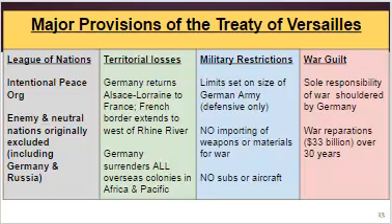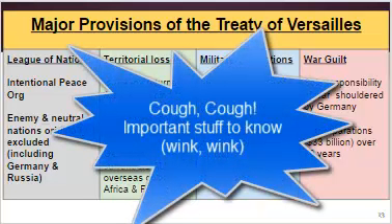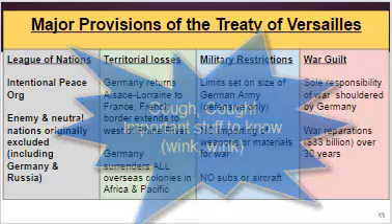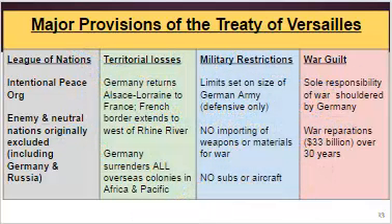All right, these major provisions, the League of Nations, territorial losses, the military restrictions, and the war guilt. I left this already filled out for you because I want you to use it later. Hint, hint, there's going to be some sort of question that asks you to go into detail here. So read through it. If you've got questions, let me know. But you're in high school, I think you can read for yourself.